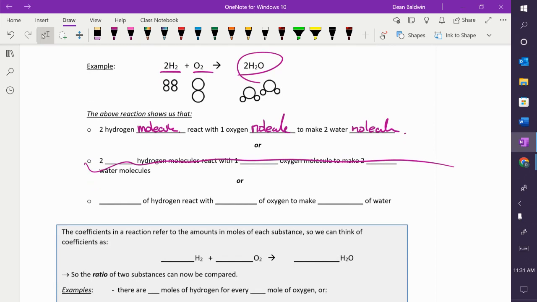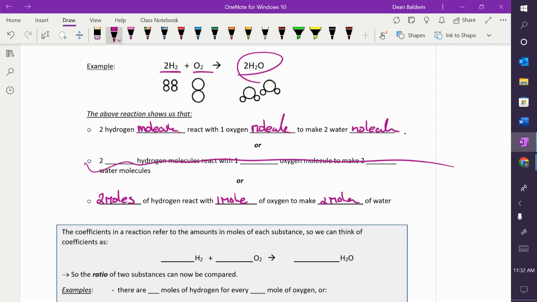But if you're talking about molecules, you're also talking about what do we always use in chemistry? We don't use grams, we use moles, because that's how you can relate things. So this also says 2 moles of hydrogen gas react with 1 mole of oxygen gas to make 2 moles of water.